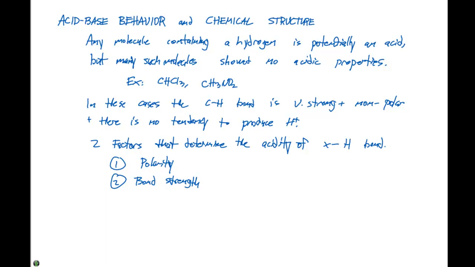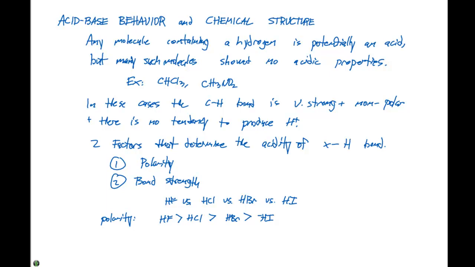For example, if we compared HF versus HCl versus HBr versus HI, let's look based on polarity. We would predict that HF should be stronger than HCl, which should be stronger than HBr, which should be stronger than HI. But in reality here, HF is a weak acid.